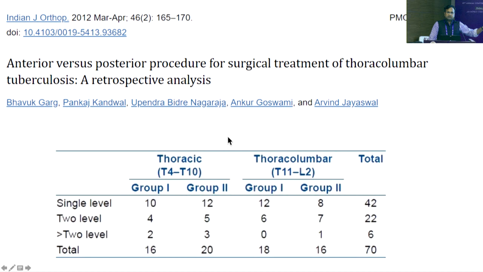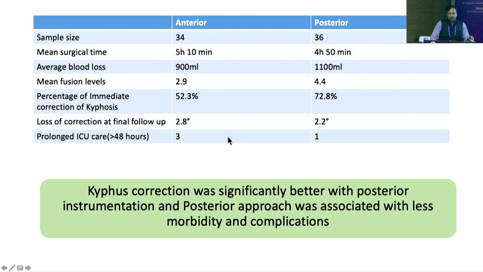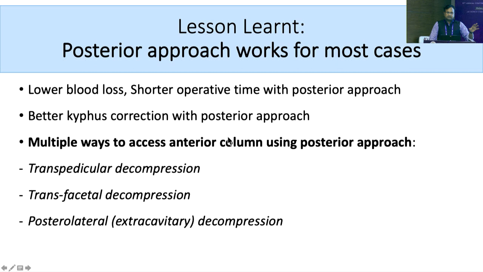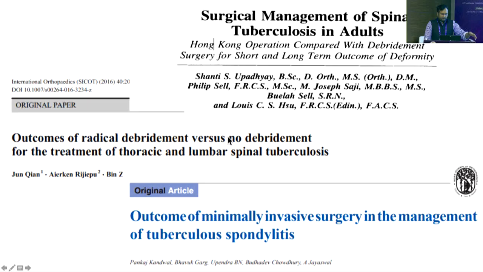So this is our paper in which we have compared the anterior versus posterior approaches. The posterior approaches correct kyphosis better, and the posterior approaches were also associated with less morbidity and complications. So there are multiple ways to access the anterior column. Anterior decompression is necessary. You can go by transpedicular decompression, transversal decompression, posterolateral, the LECA approach, anything.